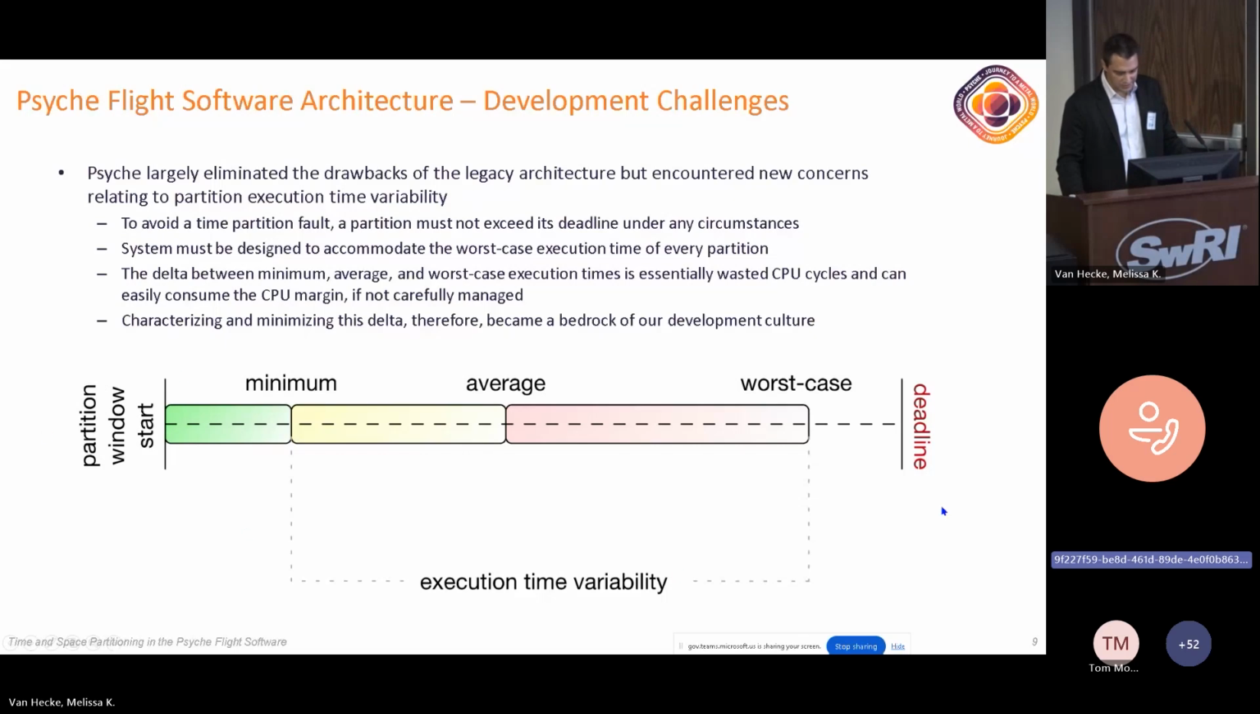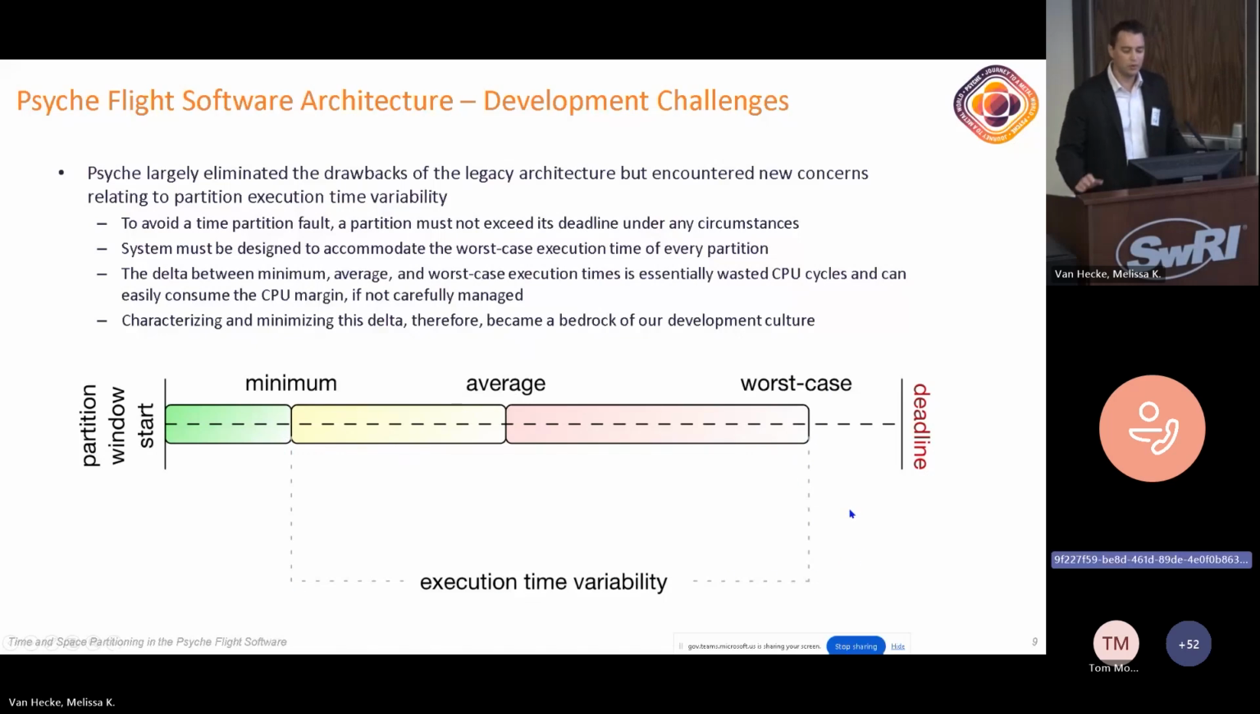So, looking at this example right here, this is the start of a partition window. Over here's the deadline. We have a minimum case, so that would be like when the system is completely quiescent. Average case, this would be like when we're doing normal flight operations type activities, command processing, for example. And then the worst case would be like some stress scenario or some pathological situation where the hardware is throwing inputs at us.